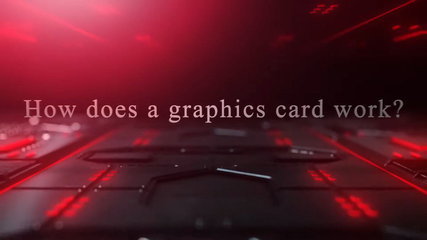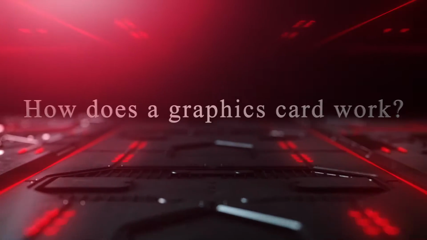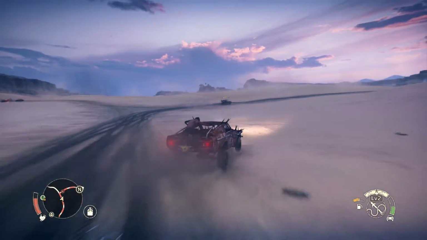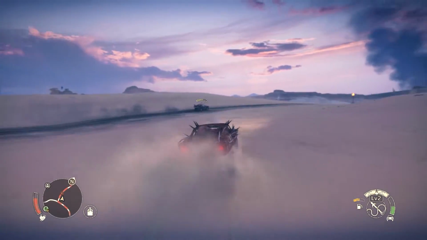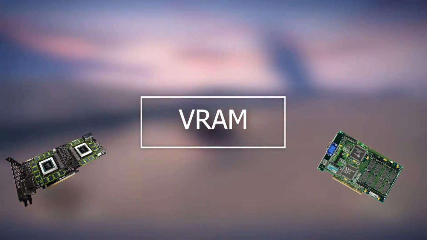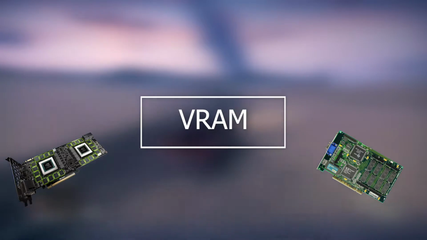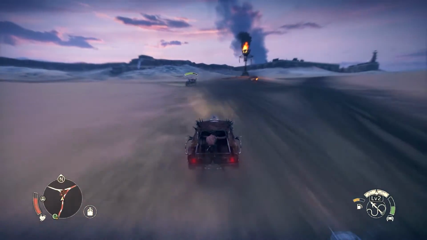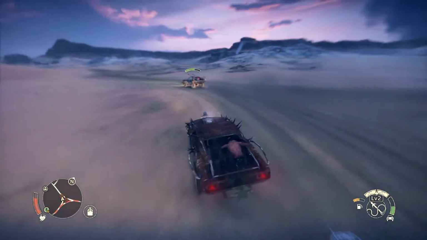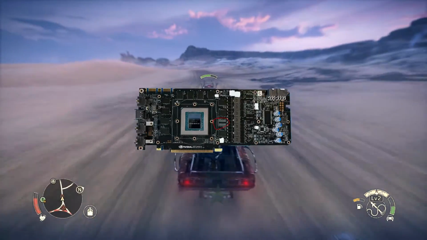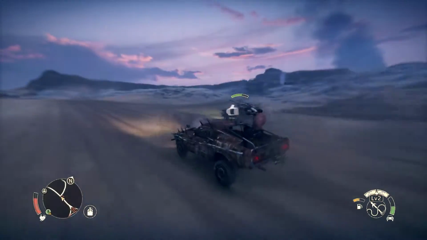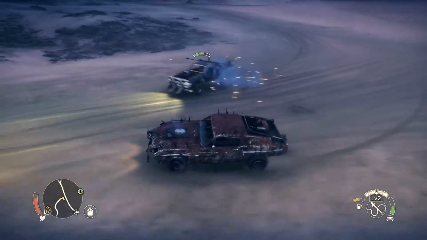How does a graphics card work? Now, a graphics card is a very complex device to understand, so I'm going to split this up into multiple sections, starting off with VRAM. VRAM stands for Video Random Access Memory, also referred to as the frame buffer sometimes. VRAM is essentially a collection of memory chips on the graphics card's PCB. Their job is to store video frames and image data that will later be shown on the monitor.